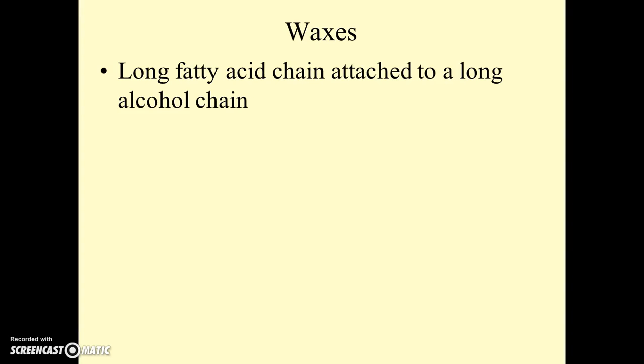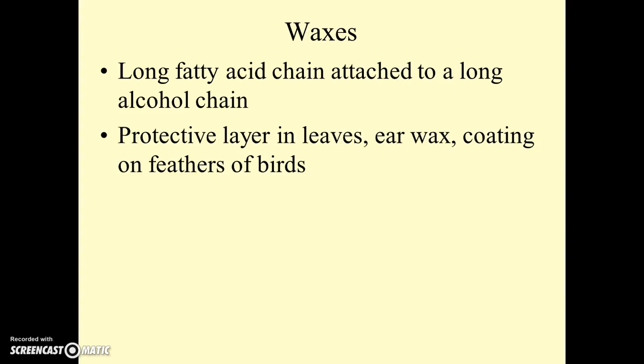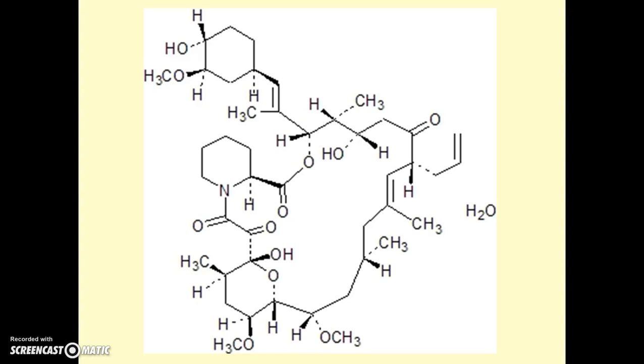The next category we're doing is waxes. All you need to know about waxes is really what they look like. They're very kind of complicated structures. They are long fatty acid chains attached to a long alcohol chain. You should also know the functions. They are a protective layer in leaves, earwax. They coat the feathers of birds to make them water repellent.